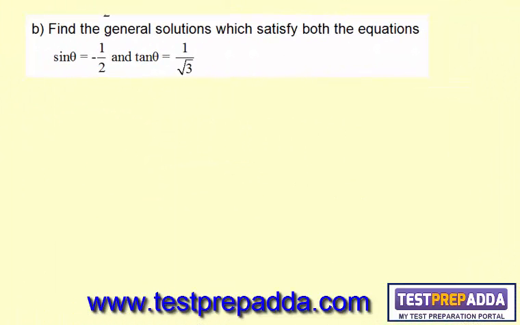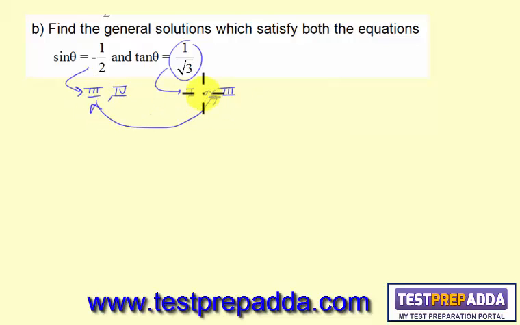Again the similar question. Find the general solutions which satisfy both the equations sin theta is equal to minus half and tan theta is equal to 1 by root 3. Now you can see sin theta is minus half, so theta will lie either in the third quadrant or in the fourth quadrant. And here tan theta is positive, and that is why tan theta will be in the first quadrant or in the third quadrant. Now angle which will satisfy both these equations must be in the third quadrant.